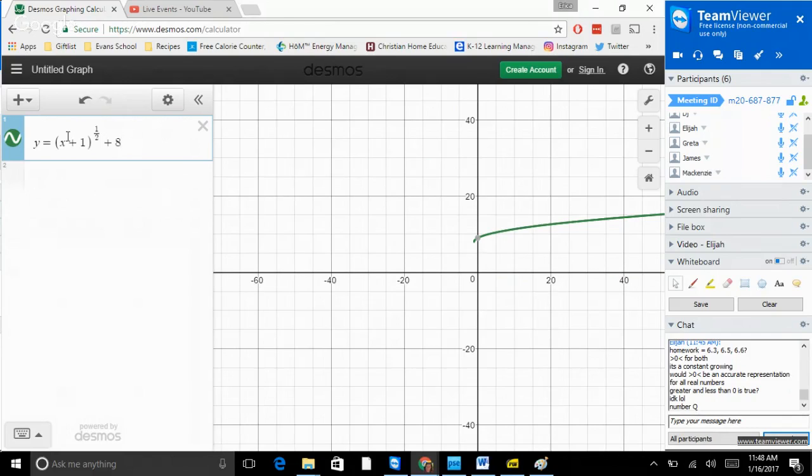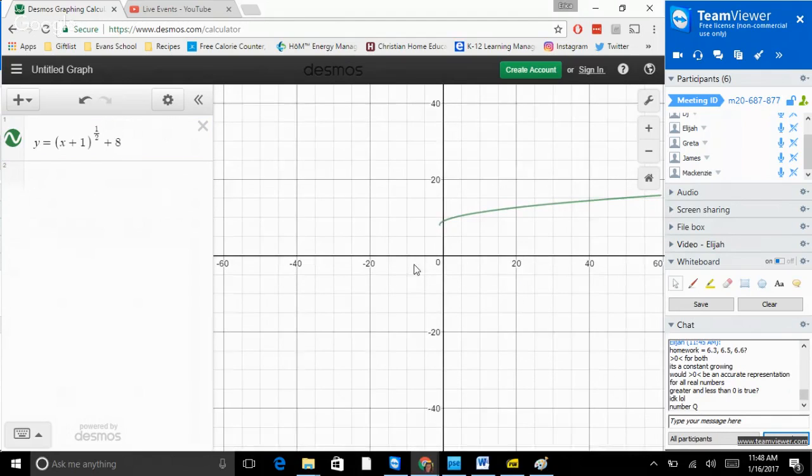This is an interesting looking graph, isn't it? One thing to note is why is it in this section? Well, this is technically a square root, because this 1/2 power, you could also put as the square root of x plus 1. Right? You could rewrite that either way, so just a reminder about that.